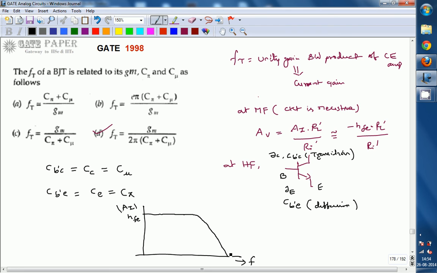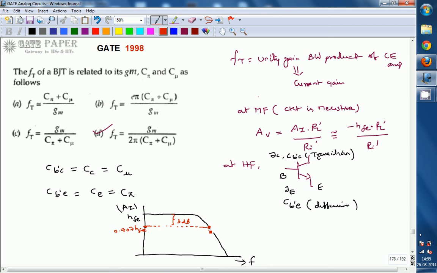So at which point is the current gain reducing to 1 by root 2 times its maximum value? This is the point where the value is nothing but 0.707 HFE, that is 1 by root 2 times HFE. If you are representing it in decibels, 0.707 is nothing but minus 3 decibels. So the difference between the maximum and this line is going to be 3 dB.